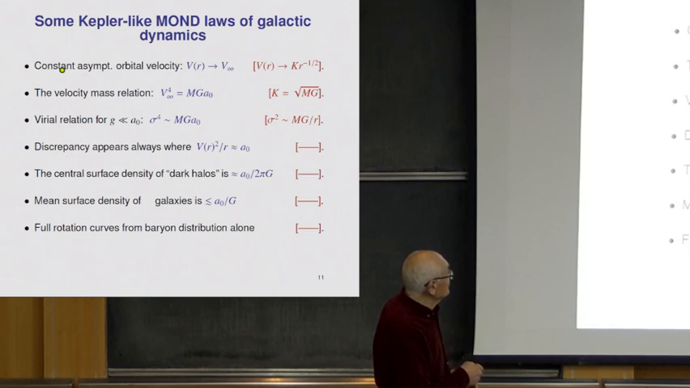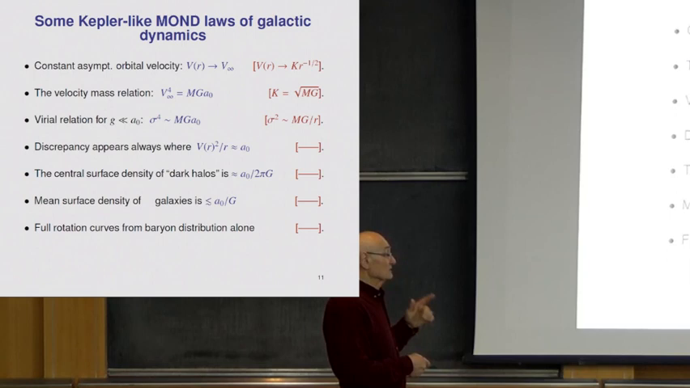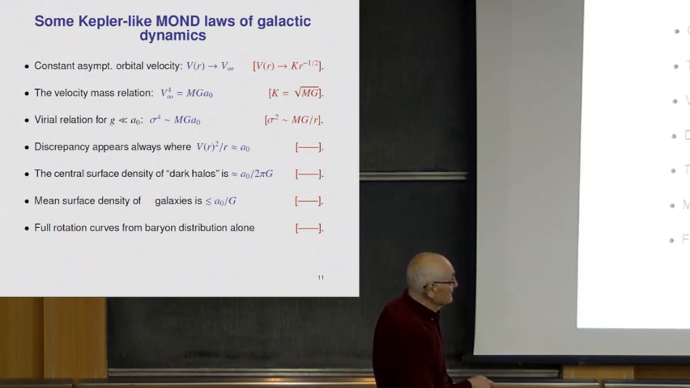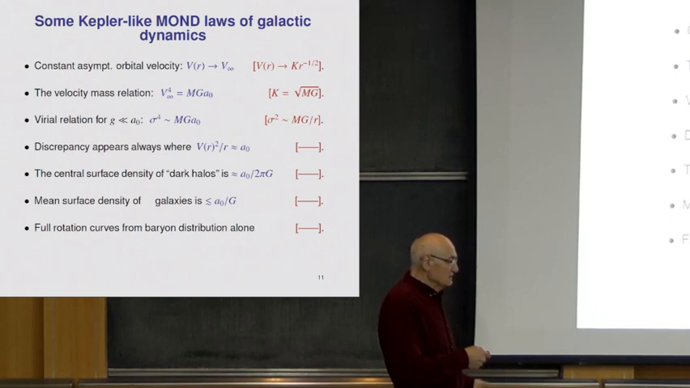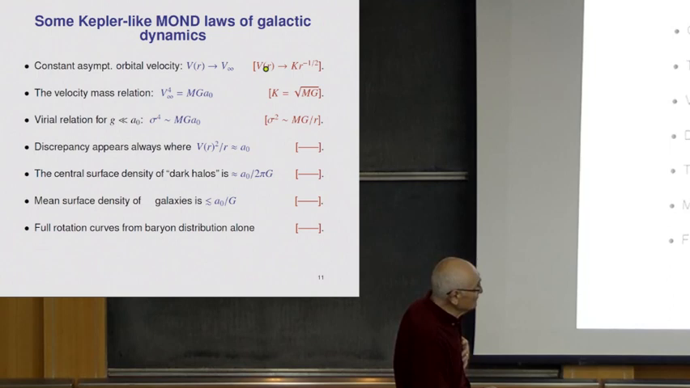So for example, this one I already mentioned, that you expect the orbital velocity around any mass to become constant as you go to large radii. Here in parentheses, I indicated the analog in Newtonian dynamics where it exists. So this is just Kepler's third law, that the way the orbital time of a planet depends on its radius. It is tantamount to saying that the orbital velocity goes down like one over square root of r, whereas here it should go like constant. This k is Kepler's constant.